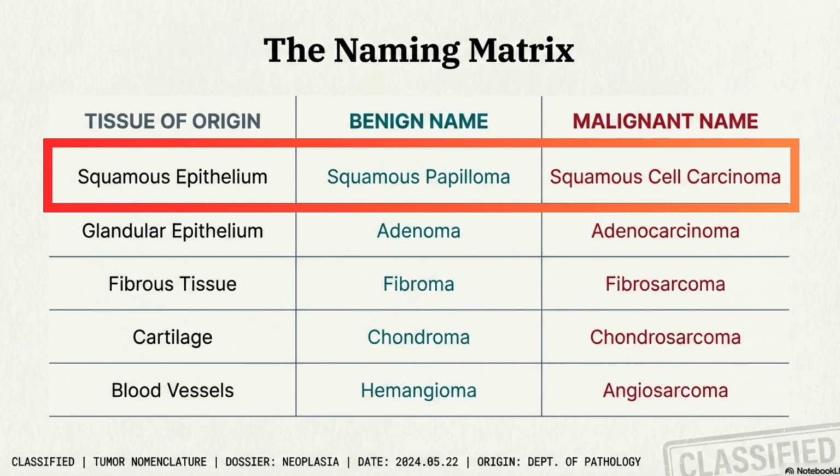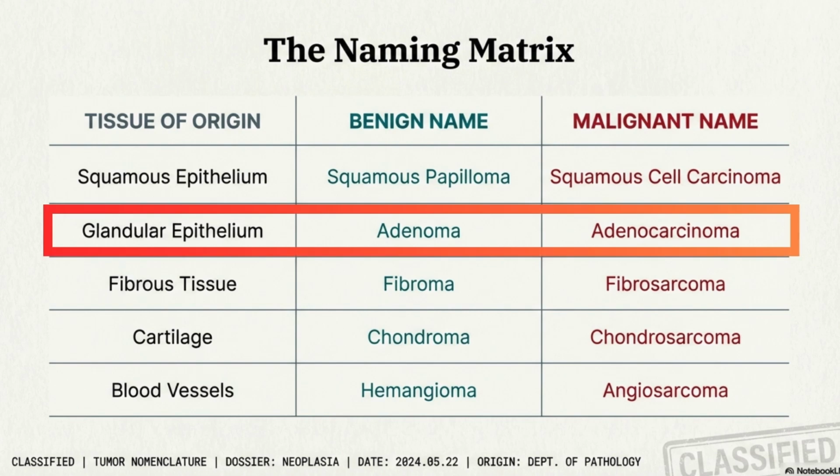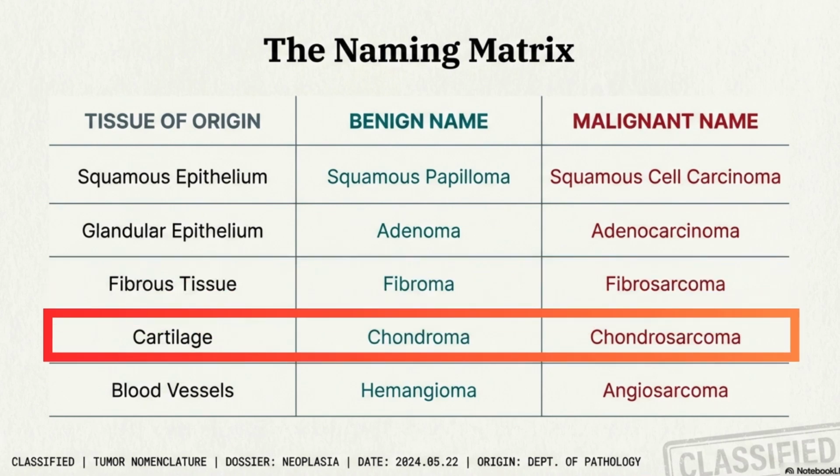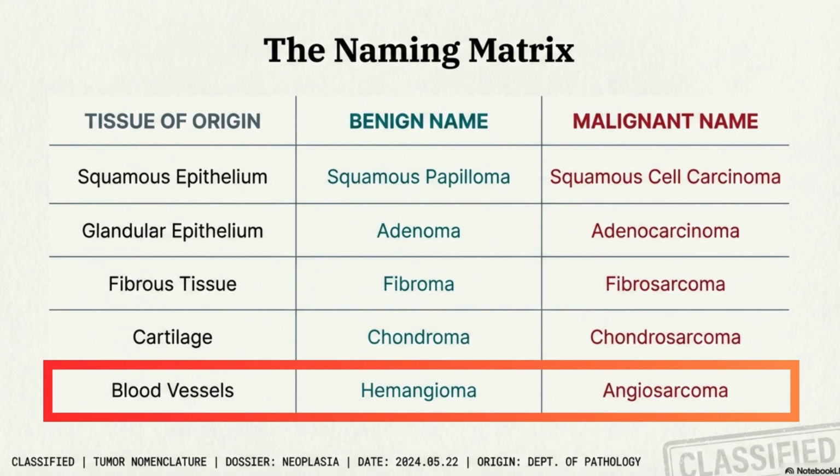The benign tumor of squamous epithelium is squamous papilloma, whereas its malignant counterpart is squamous cell carcinoma. Benign of glandular epithelium is adenoma, whereas its malignant counterpart is adenocarcinoma. So on and so forth for fibrous tissue, that is fibroma and fibrosarcoma, cartilage, that is chondroma and chondrosarcoma, and blood vessels, hemangioma and angiosarcoma.